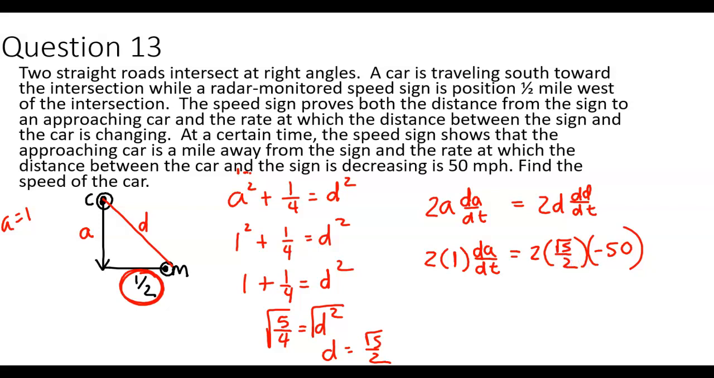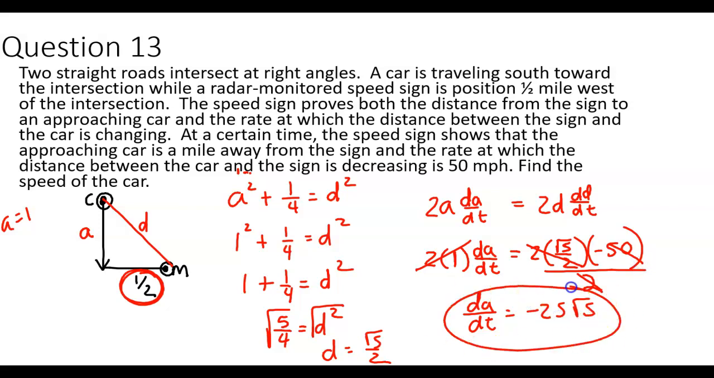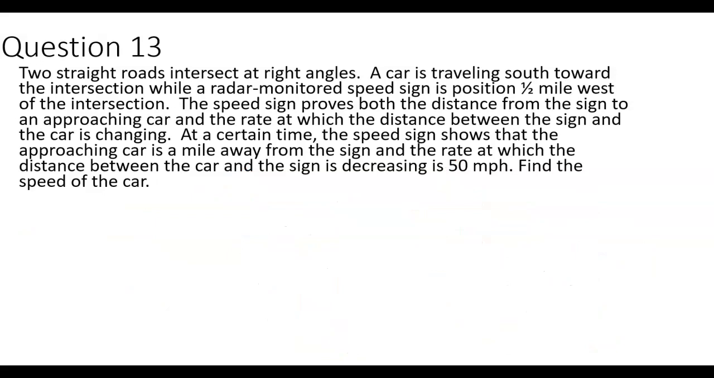And now I can find dA/dt. I can just divide all this stuff to the other side here, and then I'm going to simplify. So dA/dt is equal to, these cancel, and 2 goes into 50 25 times, so it's negative 25 square root of 5. Now I was kind of a little bit fancy with how I simplified that. You guys can simplify it however you want to. I don't care. The point is find a formula, take its derivative, plug in everything you got so you can get the answer. Sometimes you have to go back and find more things, though, before you can get everything you need, right? So that's another related rate question.